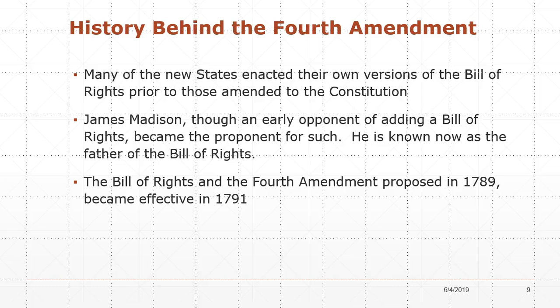Many of the new states enacted their own versions of the Bill of Rights prior to those amending the Constitution. But James Madison, who had been sort of an opponent to the Bill of Rights, became a strong proponent for them. He's now known historically as the father of the Bill of Rights. The Bill of Rights and the Fourth Amendment were proposed in 1789, and because each of the states had to vote on the amendments, they became effective in 1791.